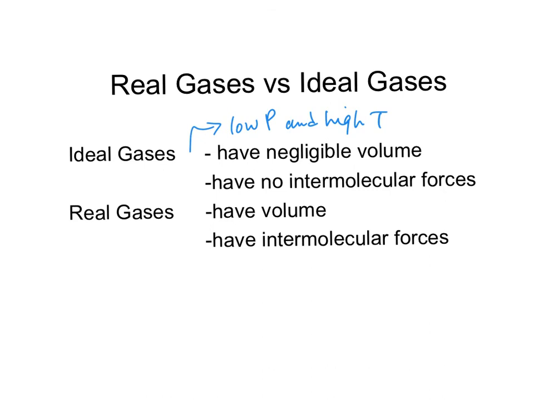And as long as the pressure is low and the temperature is high, then you can use all those gas laws that we've developed for this chapter. Real gases, on the other hand, are associated with high pressures and low temperatures where molecules are interacting with each other more frequently. And this business about having volume, that goes back to Charles' law.